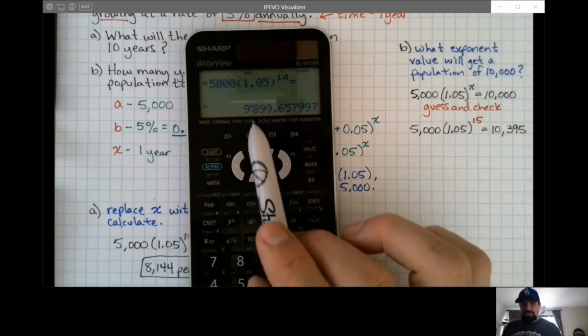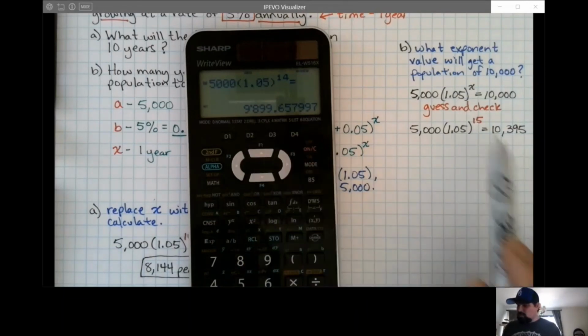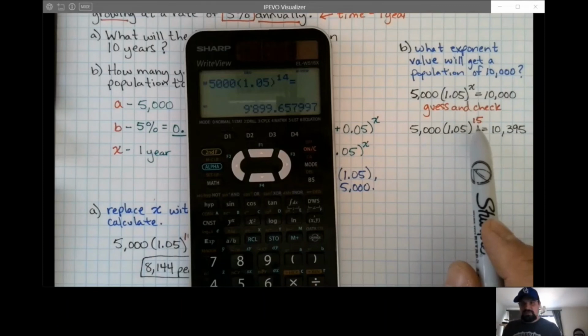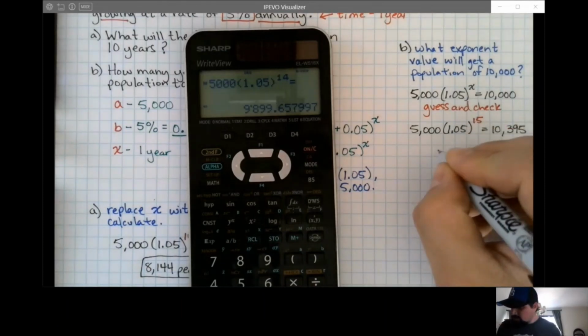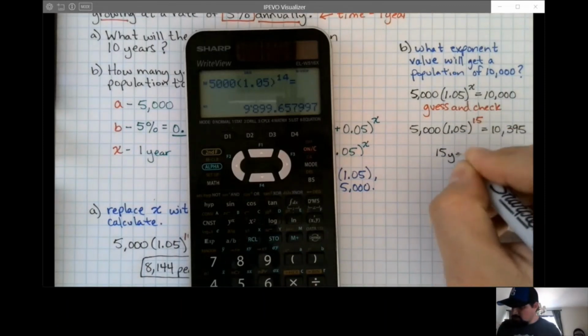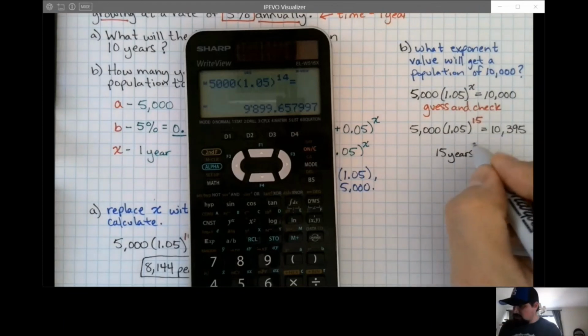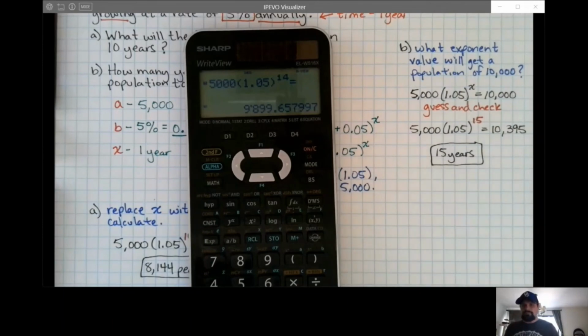Now, just for fun, we'll go back in here and look and see what it is when it's 14. All right, and we can see that that's not quite enough. So it will take 15 as the exponent. So that means my answer is 15 years.